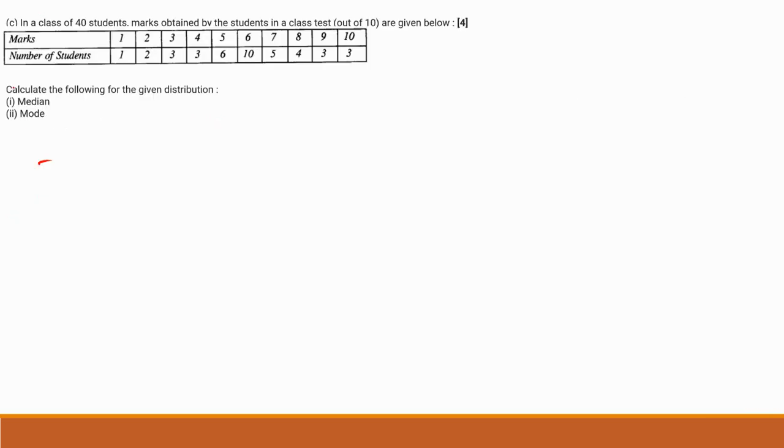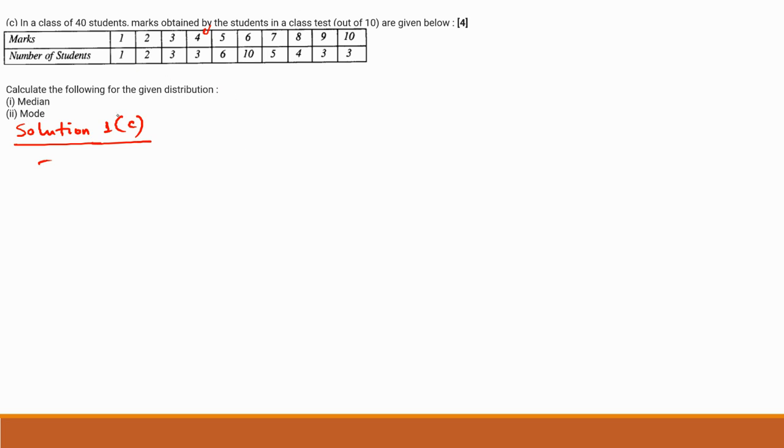Similarly, please pause the video and then see the solution. Okay, this is our solution to 1C. In a class of 40 students, marks obtained by the students in a class test out of 10 are given below. These are the marks: 1, 2, 3, 4, 5, 6, 7, 9, 10. Number of students, this much. Calculate the median and mode.